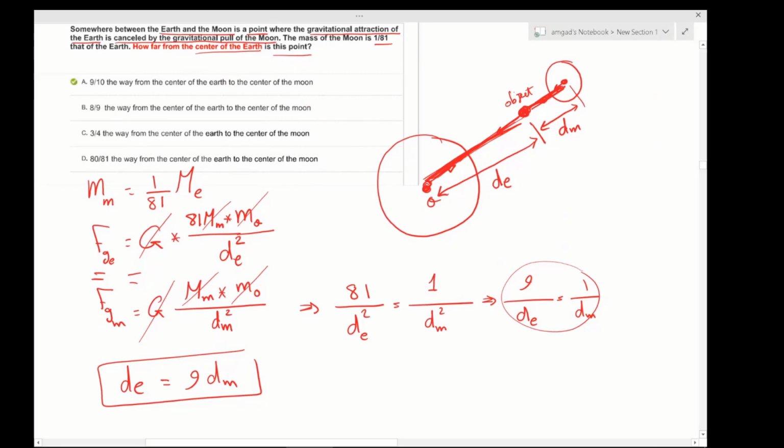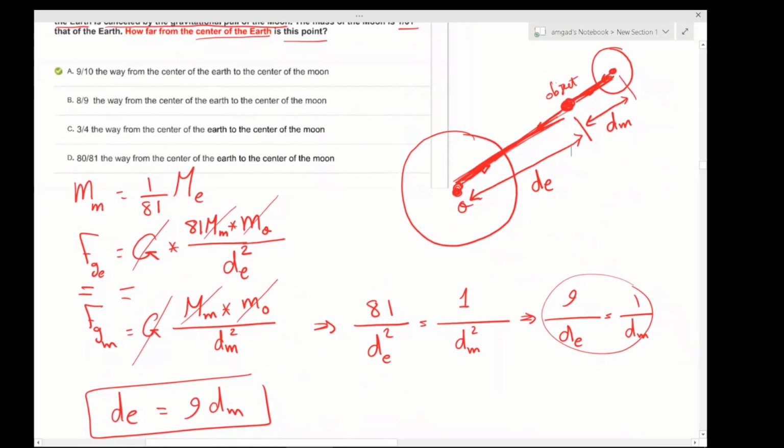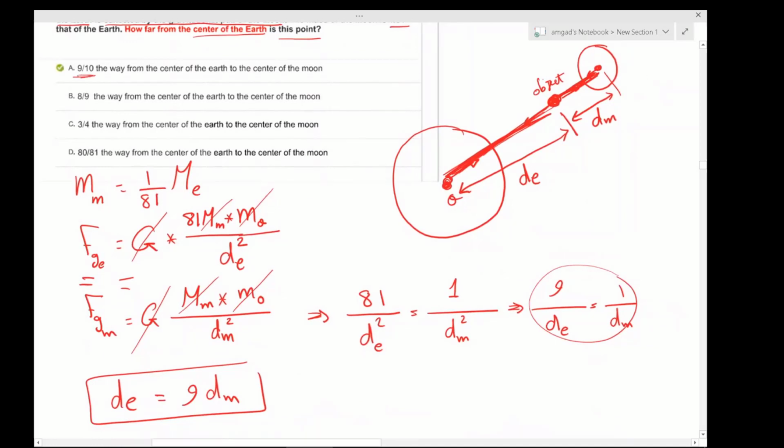So which one should I choose? First one. Yeah, it's 9 over 10. If we say this is 1 time and this is 9 times, so the total is 10. As a fraction, this is 9 over 10 of the distance, and this is 1 over 10 of the distance. So it's 9 over 10 the way from the center of the Earth to the center of the moon.